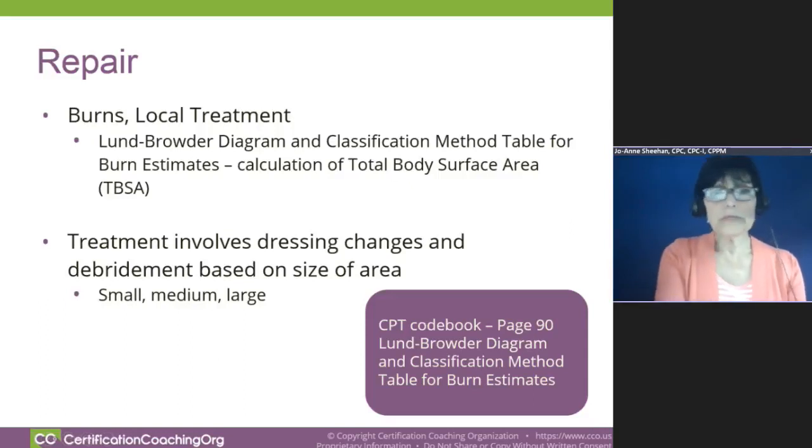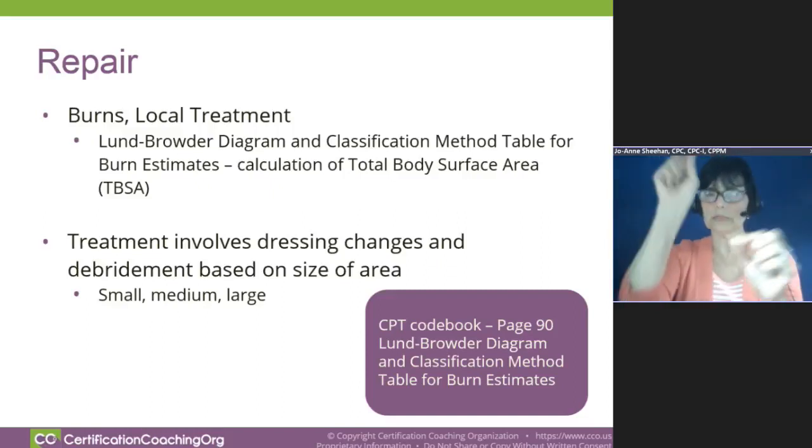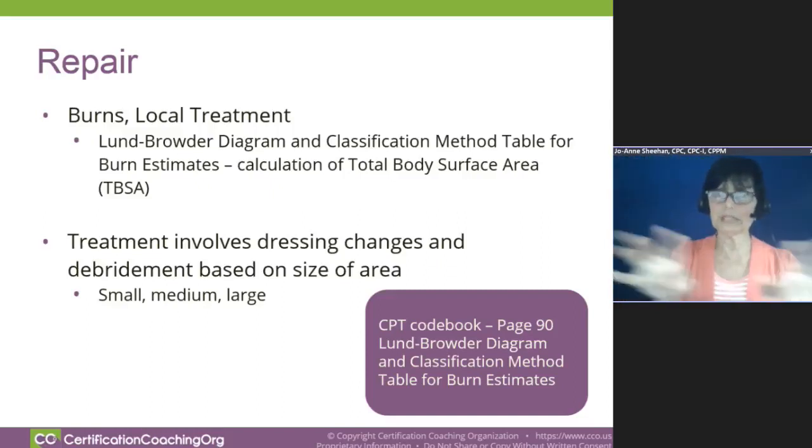When we talk about repairs and we're talking about burns, local treatment, there is a Lund-Browder diagram and classification method table that shows burn estimates and the calculation of the total body surface area. The treatment involves dressing changes and debridement based on the size of the area, which can be small, medium, or large. If you go to your CPT manual and turn to page 90, you will see a picture of the human body, all broken up with little broken lines, giving you the diagrams of the total body surface area to help you.